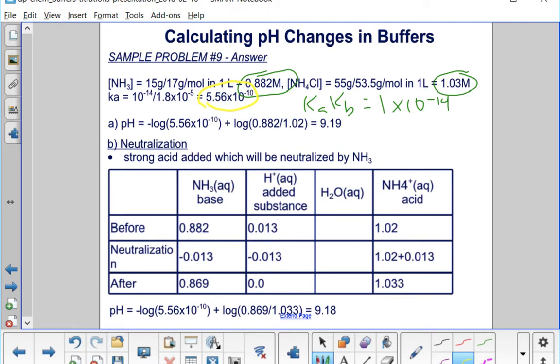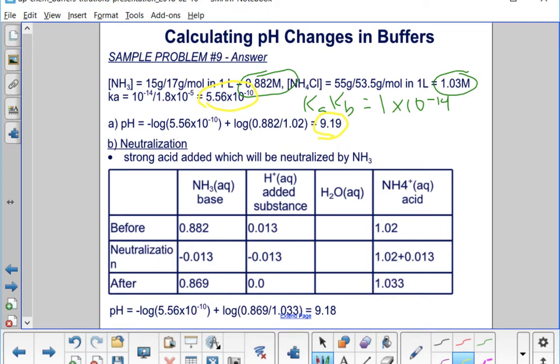Okay, so now it's pretty straightforward to find the pH of the buffered solution. It's the minus log of the Ka, or minus log of 5.56 times 10 to the minus 10, plus the log of the concentration of the base over the concentration of the acid. So the base here is the ammonia, 0.882, over the concentration of the conjugate acid, the NH4 plus, is 1.02. So we get an initial pH of 9.19. And that's as expected here, right? We have a buffer solution that has a base and its conjugate acid. So we would expect to see a pH greater than 7 here. Okay, so there's our original pH, 9.19.